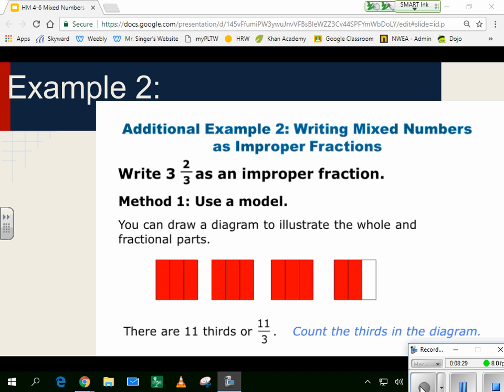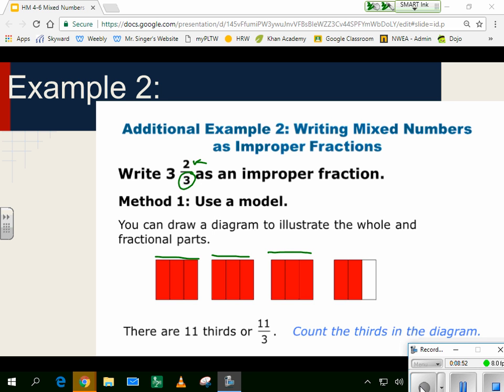Again, the model, what you're drawing is based on our denominator. It takes 3 parts to make a whole. So we can see that we actually have 3 wholes. So there's 1, there's 2, there's 3. And in our final drawing, we only need 2 of 3 pieces shaded in. So 11/3 is actually what we get from 3 2/3.